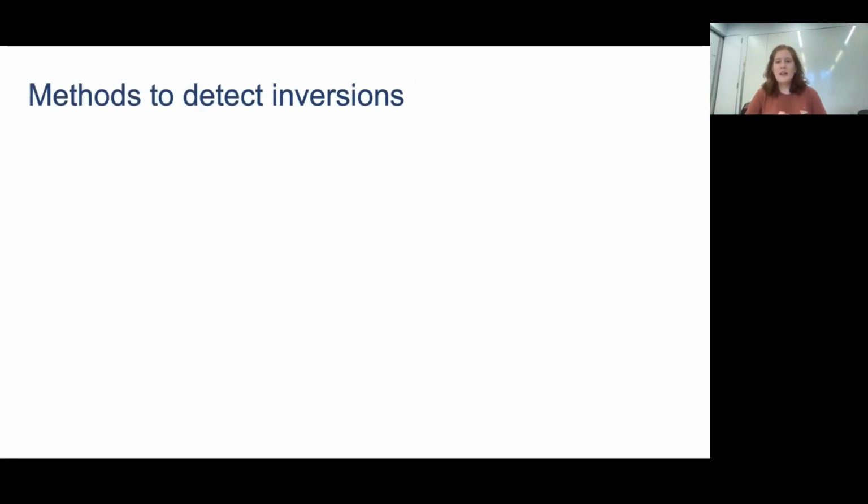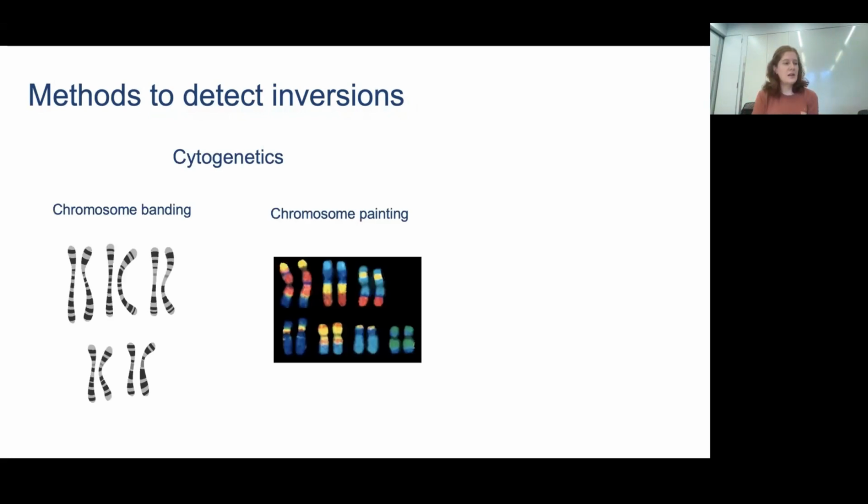Okay, so I just want to briefly overview how we actually detect inversions and the methods that are out there to detect them. This is not an exhaustive list, but just some of the main ways we can look at inversions. The more traditional approaches to detect inversions involved cytogenetics approaches. This is where the heterochromatin in chromosomes was stained, or maybe the chromosomes were painted with different colored fluorescent bands, which could be used to reveal large structural arrangements.